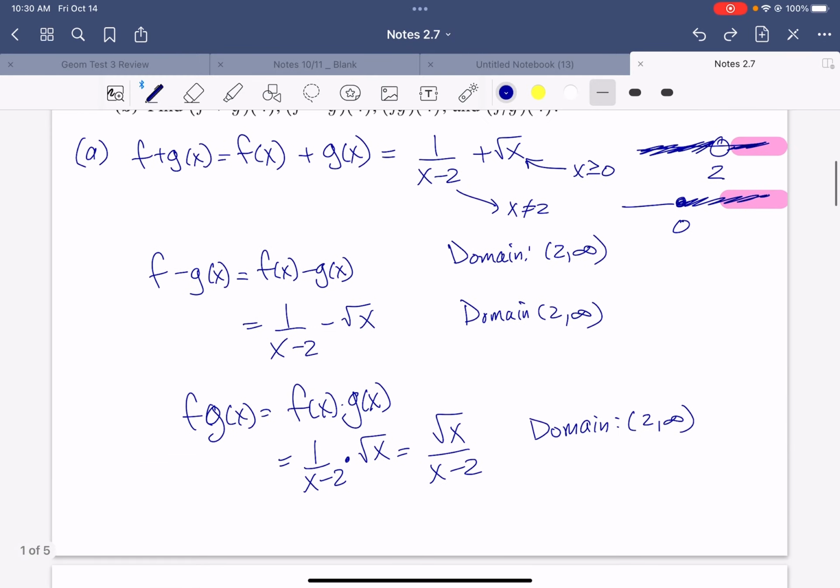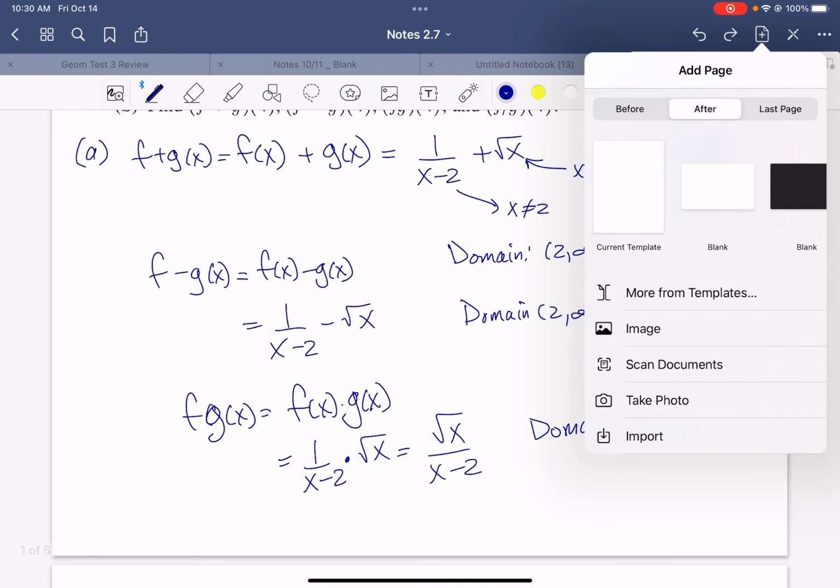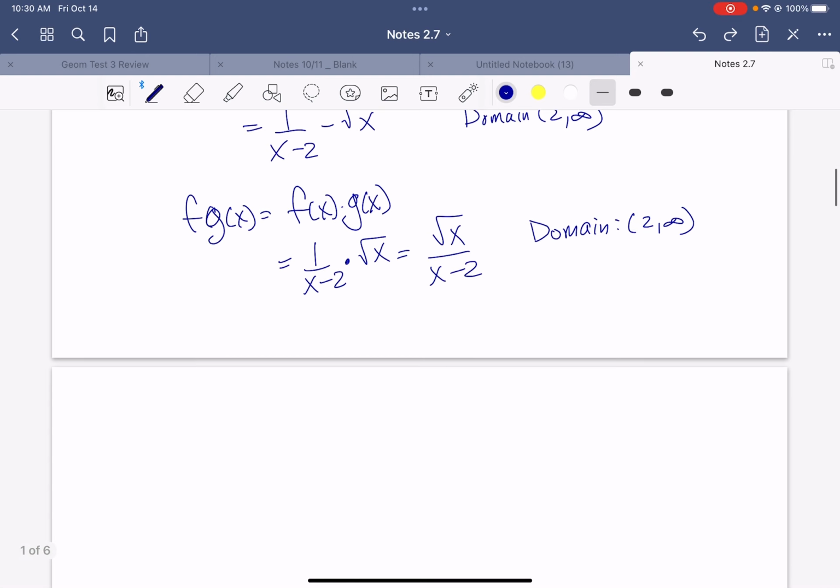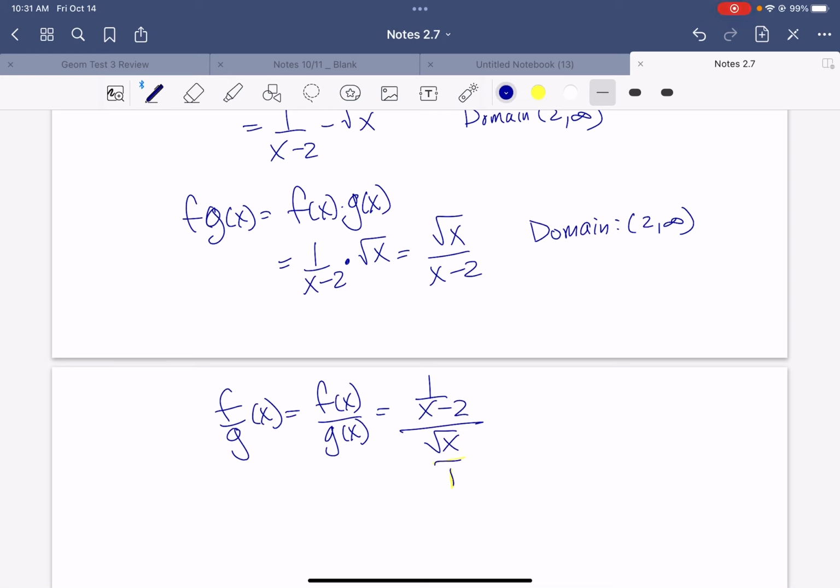And then the last one, let me add a page after. Then the last one, I could do f divided by g of x. That's f of x divided by g of x. So I take f of x, which is this, divided by g of x, which is that. But I know that that's the same as that over 1, right? So when you take a fraction and divide it by another fraction, you simply multiply by the reciprocal. So we get 1 over the square root of x times x minus 2, right?